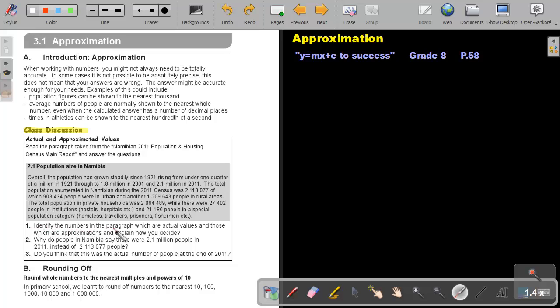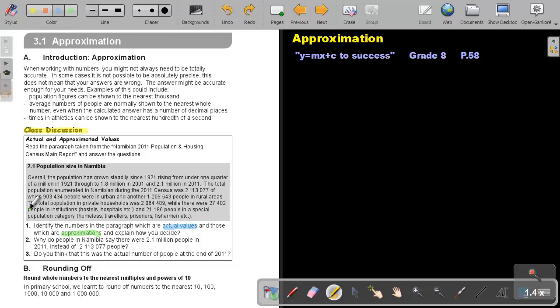Identify the numbers in the paragraph which are actual values. Let's make that blue. Actual values. And those which are approximations. Let's make that green. And explain how you decide. Okay, now let's go through and let's first find the actual values, the blue ones.